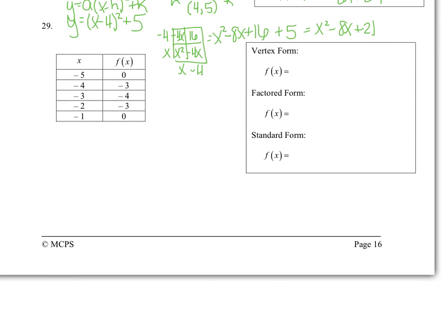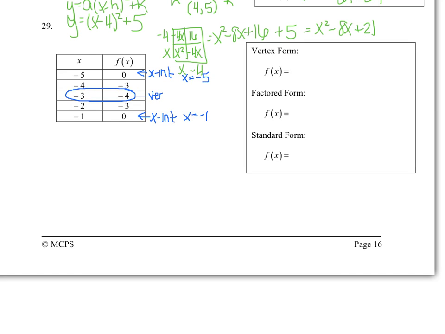Finally, for number 29, we're given a table of values. In our table of values, we can see two things. We can see our x-intercepts, because an x-intercept is when y equals 0. So we have x equals -1 and x equals -5. We can also tell what our vertex is.